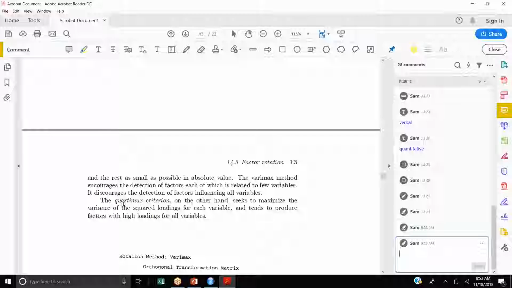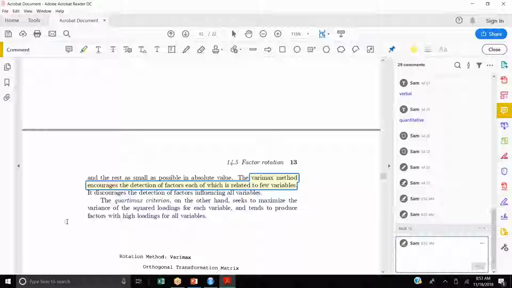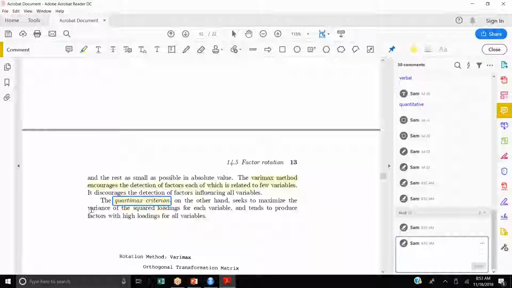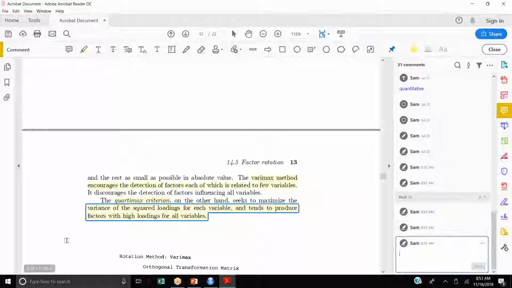On the other hand, let me qualify the Varimax again. Varimax also helps you to detect factors with reduced dimensions very directly. Varimax encourages the detection of factors, each of which is related to few variables. Quantimax, the other one, seeks to maximize the variance of the squared loadings of each variable, but tends to produce factors with high loadings for all variables.